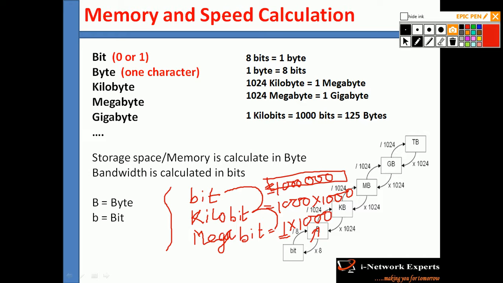While you are calculating memory, keep in mind you are doing byte calculation. While calculating bandwidth or speed, keep in mind you are doing bit calculation. While going from down to top, you multiply the value. When coming from top to bottom, you divide by the same value, 1000.